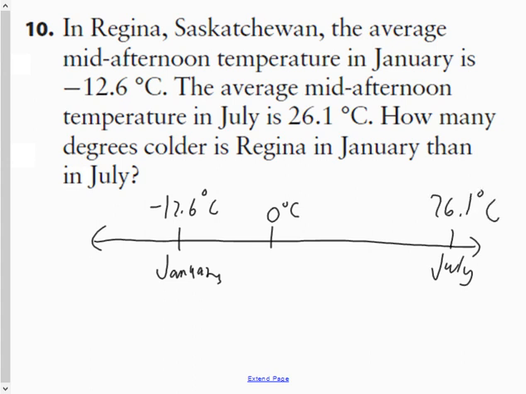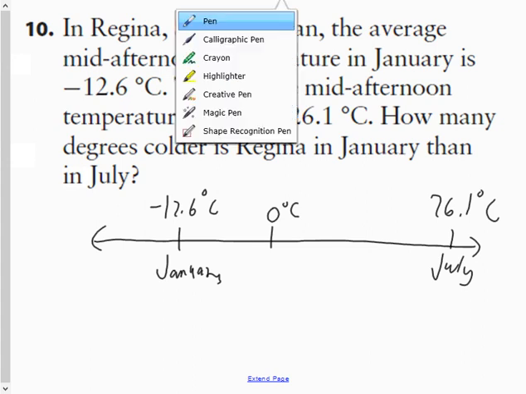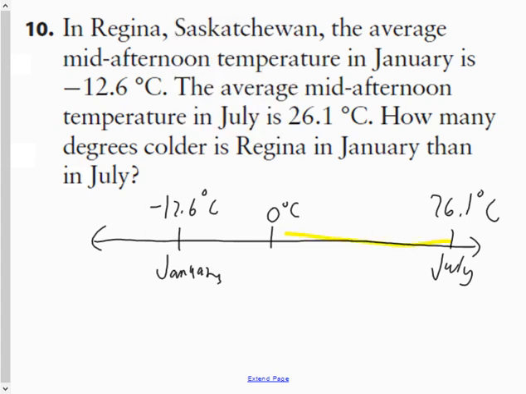And the question is, how many degrees colder or hotter is it between the two? So we're really looking for the difference of these two temperatures. So from here to here, if I grab my highlighter, that's 26.1, and this is an additional 12.6. So we can clearly see, to show the difference in temperatures, we have to add the two numbers together, which means the difference in temperature between July and January is 38.7 degrees in total.